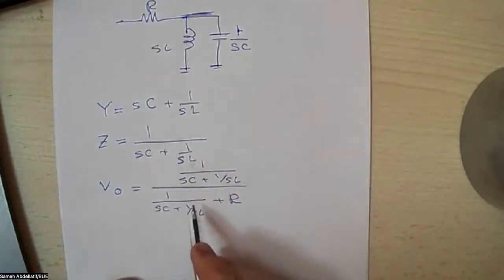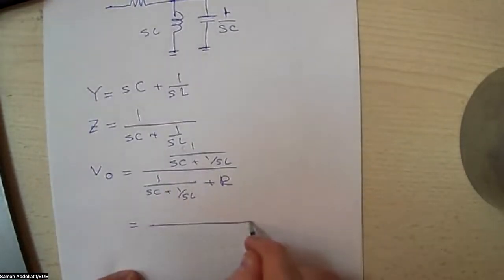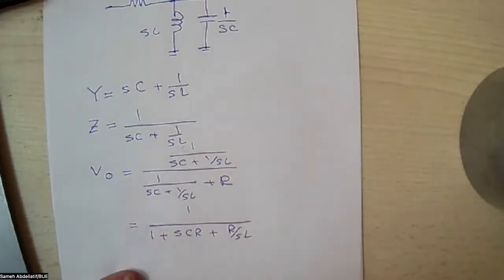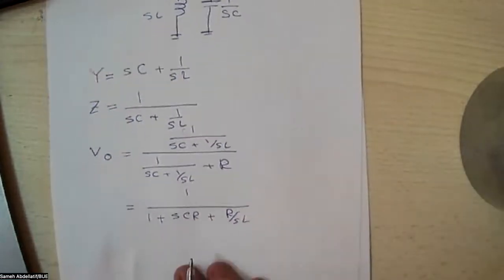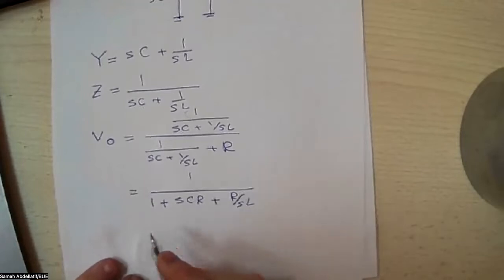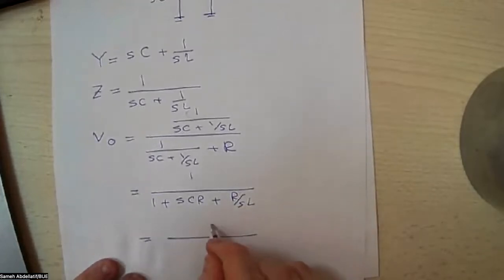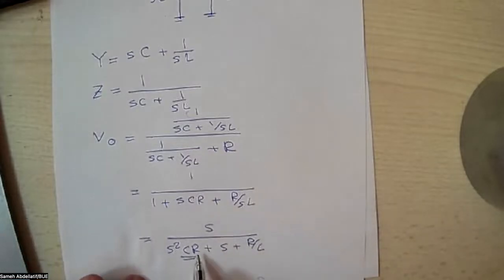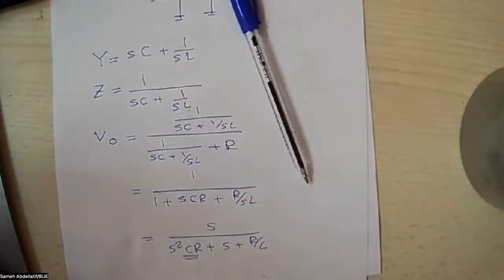Simply you can use this in the denominator to get 1 over 1 plus SCR plus R over SL. And then you can multiply both sides, the numerator and denominator, by S to get S over S squared CR plus S plus R over L. And you can here divide both numerator and denominator by RC.